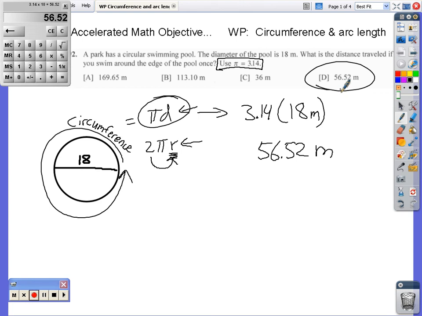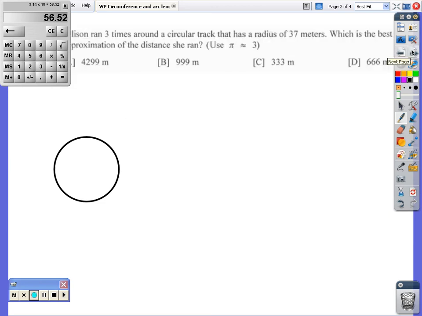So there's our answer. Watch out for that, because sometimes the accelerated math will go ahead and put a squared unit of measure on there and try to trick you into picking one of those answers. But on circumference, it's not going to be squared units, it's just going to be plain units, linear measurements. Okay, next one.